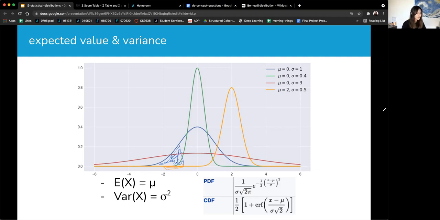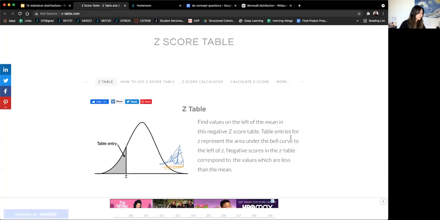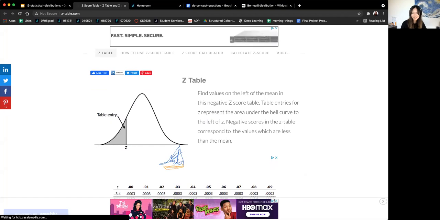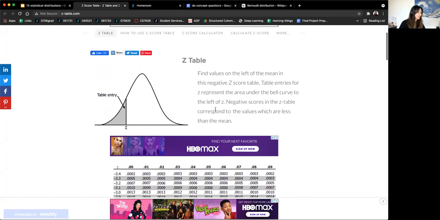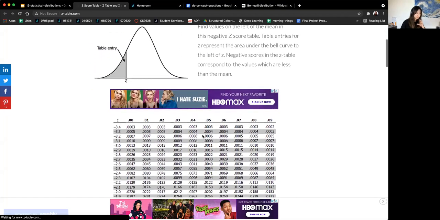So that's another way to compare, and we'll talk about that later. Basically, if you want to find this exact area, you can use the Z-score table. Oops, let me delete those scribbles. Okay, so how you use the Z-score table is you use the Z-score.